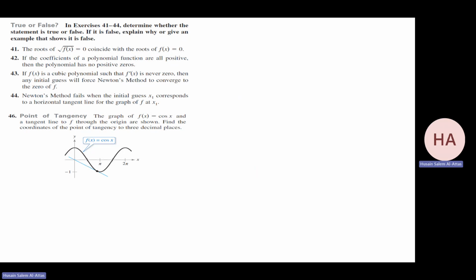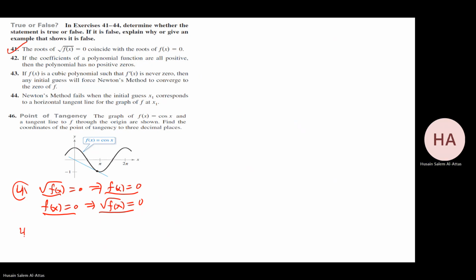Okay, last things for this section. True or false? 41. True. Why? Because if I want to solve this, square both sides and get f of x equals 0. If I take the square root, then the square root of 0 is 0. So the solution of this is the solution of this. So this is okay.